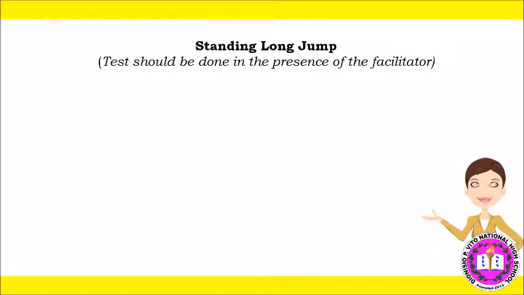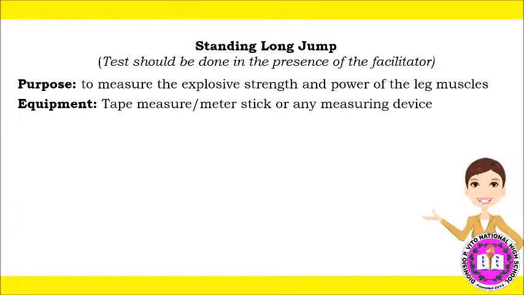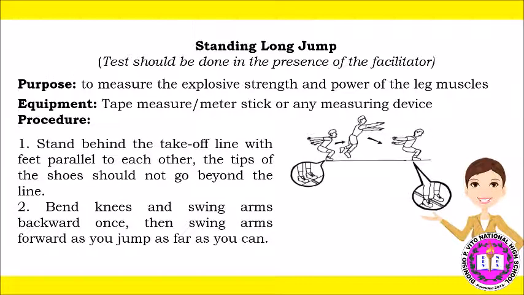Standing long jump. The test should be done in the presence of the facilitator. Purpose: to measure the explosive strength and power of the leg muscles. Equipment: tape measure or meter stick or any measuring device. Procedure: first, stand behind the takeoff line with feet parallel to each other. The tips of the shoes should not go beyond the line.